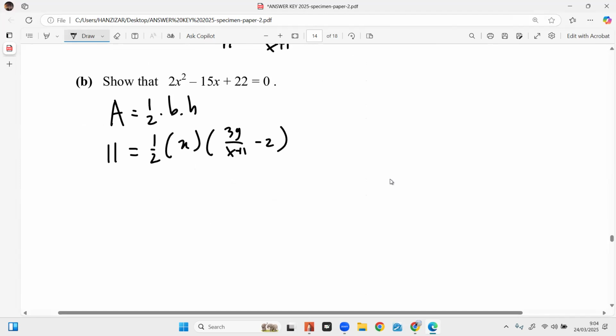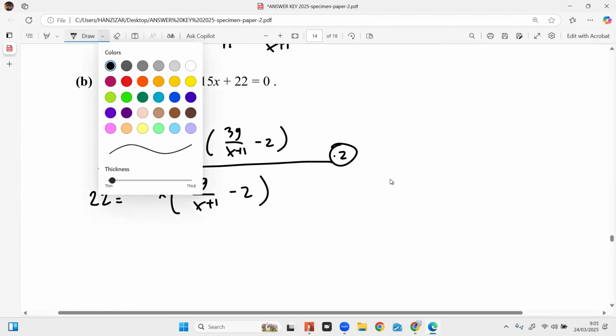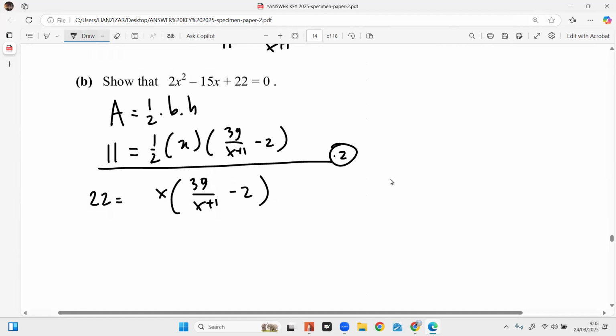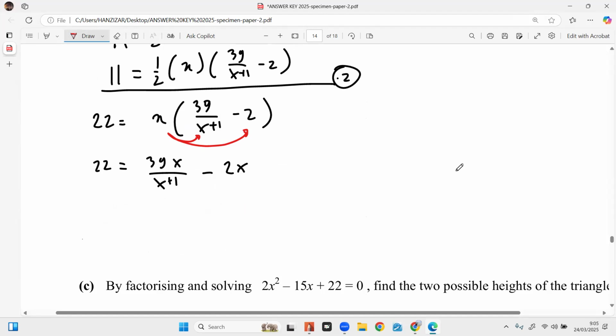You multiply everything by 2. Then you will get 22 equals x bracket 39 over x plus 1 minus 2, right? You cancel the 2 on the left. You increase the number to the left and 2 to the right. Okay, now 22 equals 39x over x plus 1 minus 2x, right? You do the, what do you call, distributive multiplication using the rainbow rule.